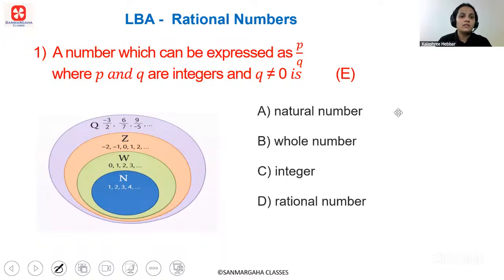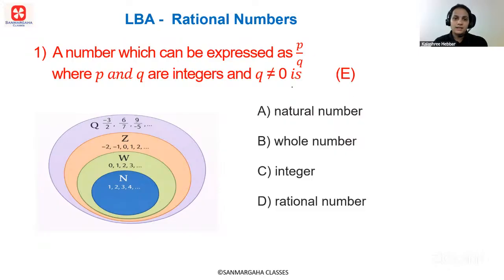Question number 1. A number which can be expressed as p by q, where p and q are integers and q is not equal to 0 is A. Natural number, B. Whole number, C. Integer, D. Rational number. So let us know one by one first.